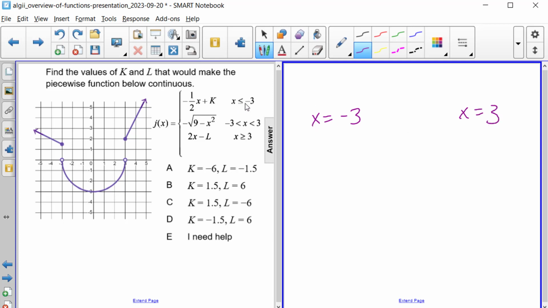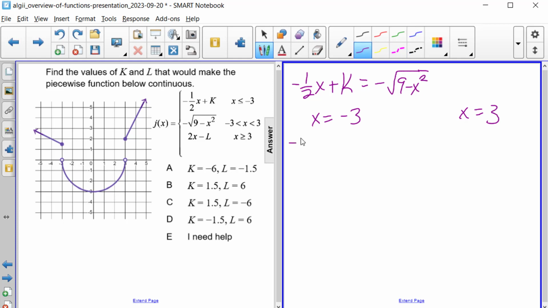For x equals negative 3, we would need the first piece and second piece to be equal to one another in order to solve for k. So we're going to have that negative 1/2 x plus k is equal to the negative square root of 9 minus x squared. And now we're going to substitute x equals negative 3. We're going to substitute the value of negative 3 in for x and then solve.